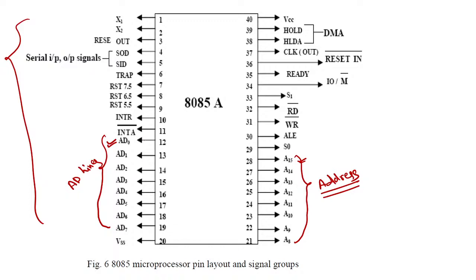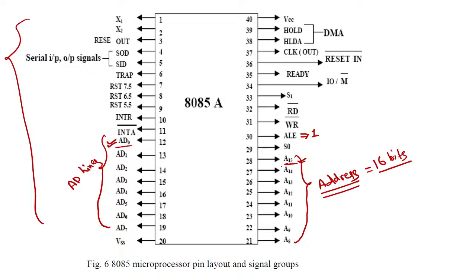And what we are carrying onto these lines from AD0 to AD7 will depend on the ALE line. If ALE is equal to 1, that is, if the ALE signal is high, this means that we are carrying the address on these lines. All these lines will be used, from AD0 to AD7 and A8 to A15, because the address is of 16 bits, so all 16 lines will be used.